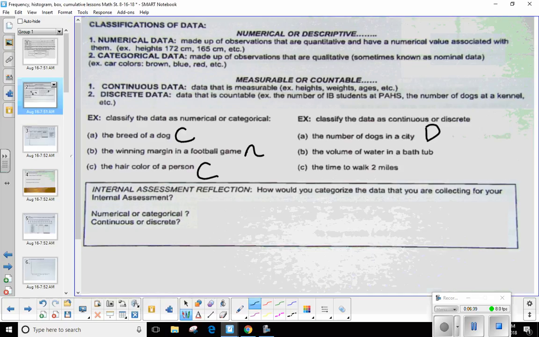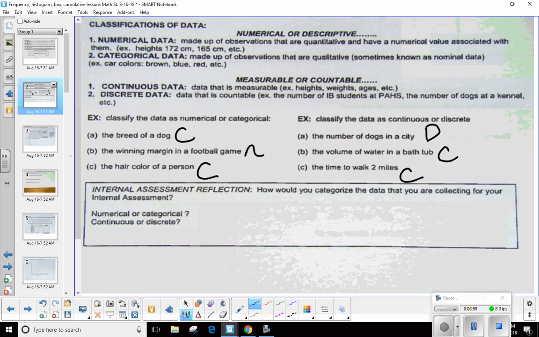The volume of water in a bathtub. That's definitely continuous, because let's say our unit of measurement is gallons. Can you have a portion of a gallon? Yeah, absolutely. So that is continuous. What about the time to walk 2 miles? That's continuous as well. Time is absolutely continuous.